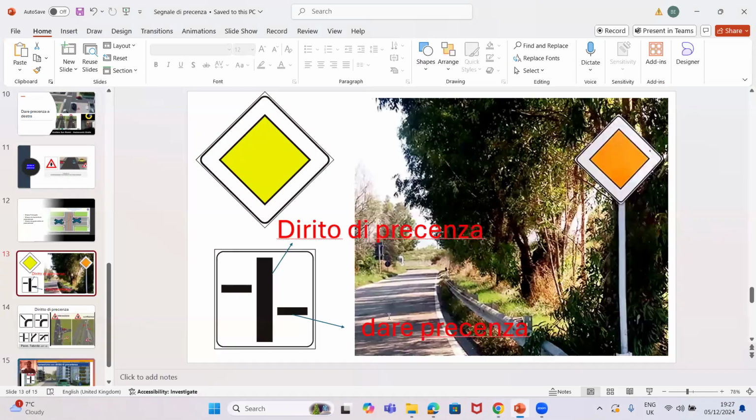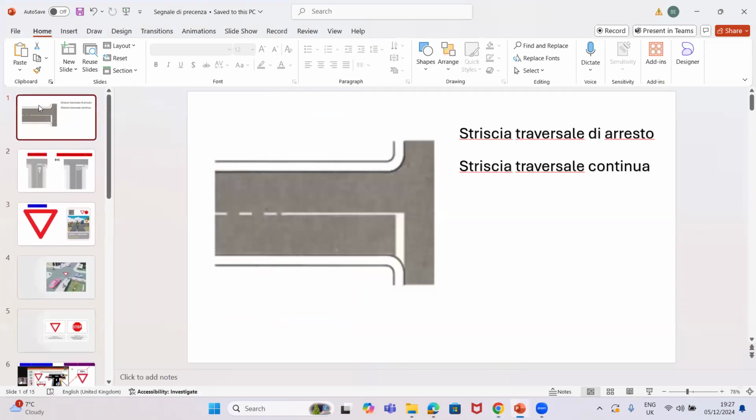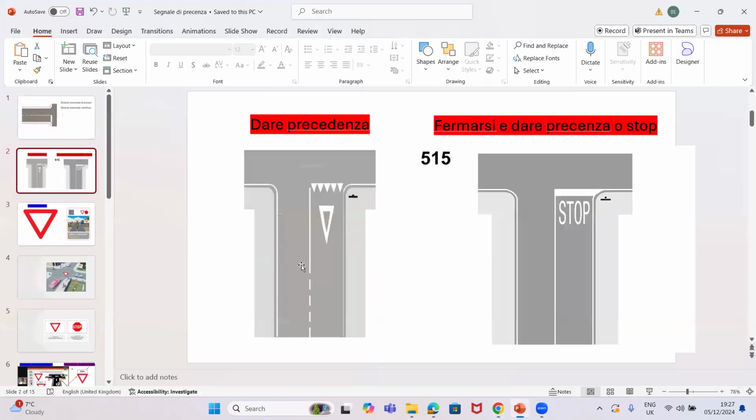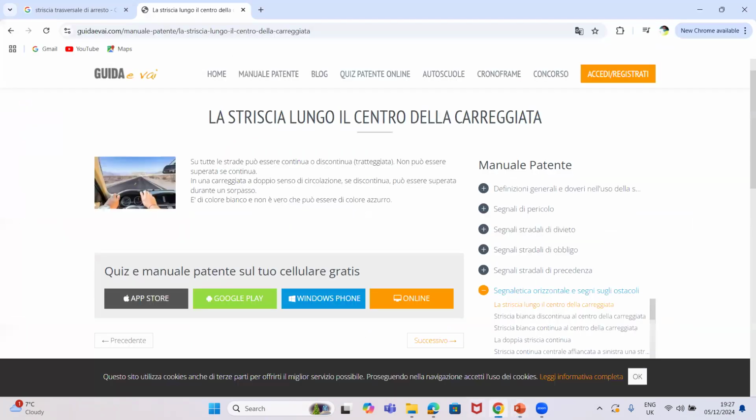For example, something like this. Do you know that all these things are Segnaletica Orizzontale? They paint them on the ground. Is it clear now? All right. Let's continue, guys. Now we're about to see them one by one. La striscia lungo il centro della carreggiata.